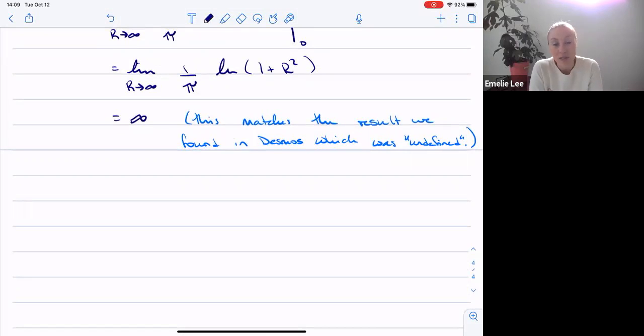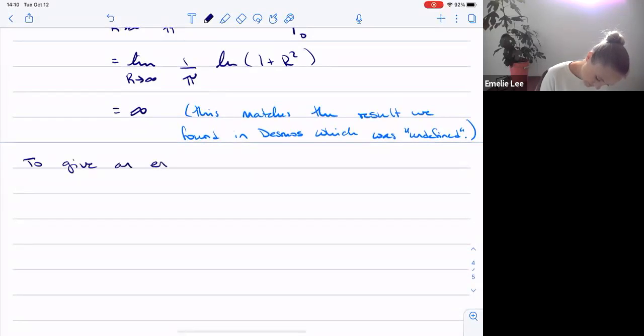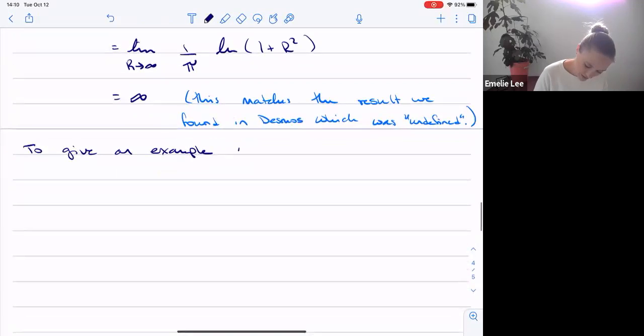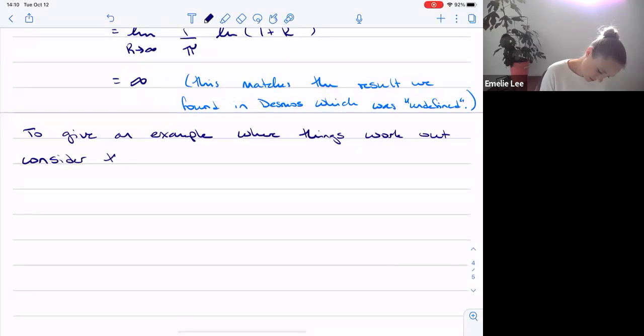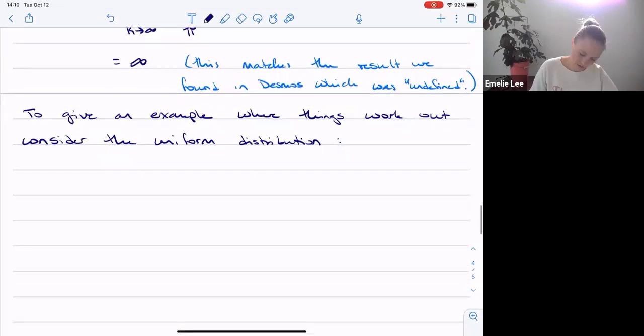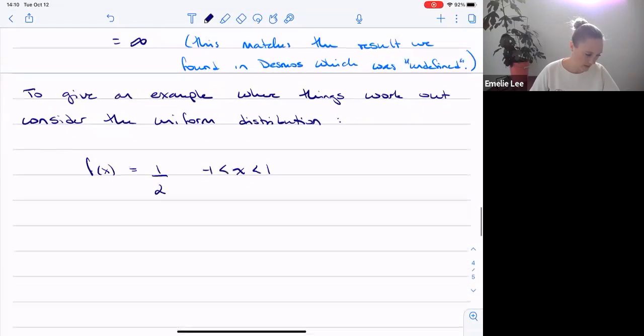Now let's consider an example where it actually does work out, and that's going to be more common, right? To give an example where things work out, consider the uniform distribution. Which is, if we think about some f of x, it's going to be 1/2 if x is between -1 and 1. Notice not inclusive of -1 or 1, that doesn't matter.